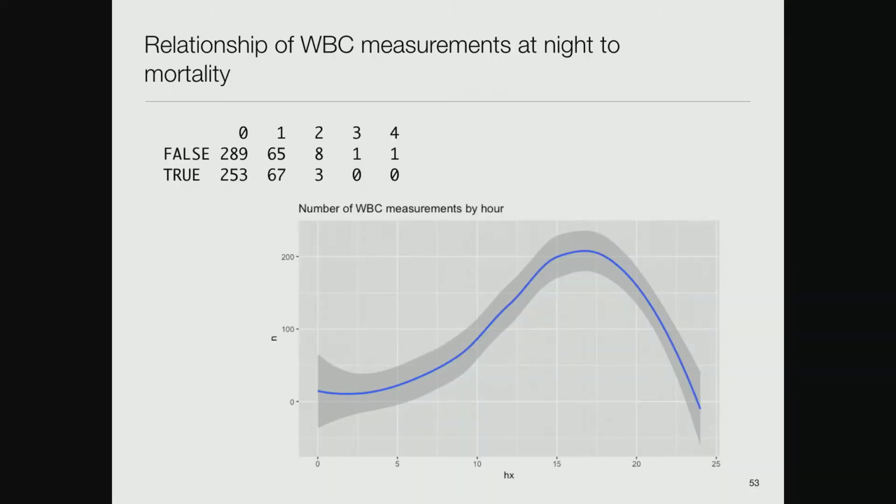And in fact, when I looked at the number of white blood count measurements at night and related them to mortality, so false means people lived and true means they died, you see that there's not a whole lot of difference between the distributions. But you also see that the number of white blood counts is relatively small in this database, and so I think we just don't have enough data to do it.